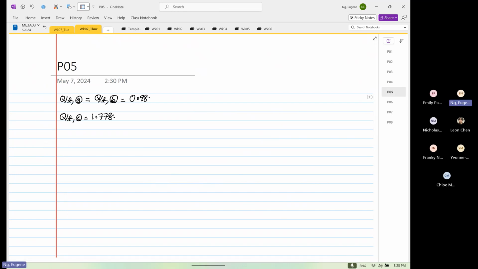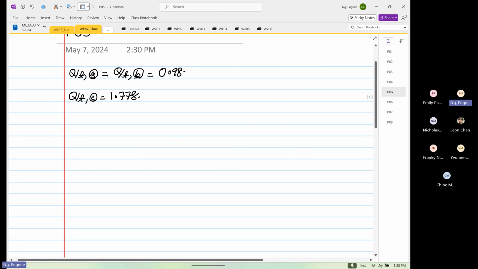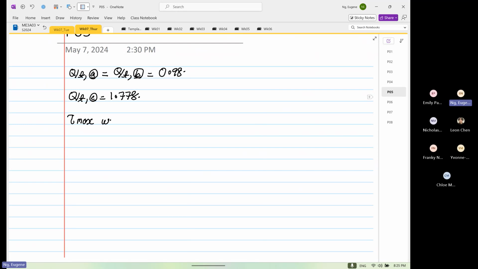Right? So with this, we can rightfully declare that tau max will occur at point C. So from here, we can write that tau max is equal to V over I multiplied by 1.778, and this occurs at point C.